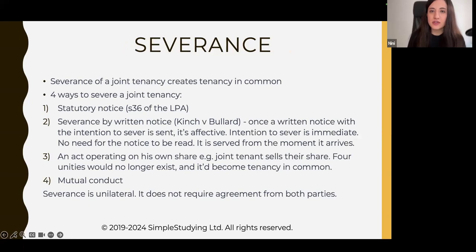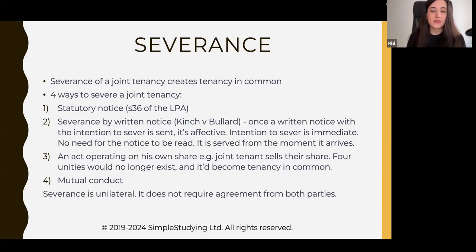Severance. Severance is only relevant for joint tenancy. Severance of a joint tenancy creates tenancy in common. This is basically cancelling joint tenancy and converting it to tenancy in common. There are 4 ways this can be done. First is statutory notice, as in Section 36 of the LPA. Second, severance by written notice, Kinch v Bullard.